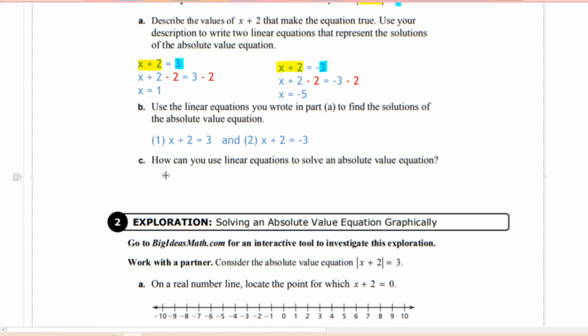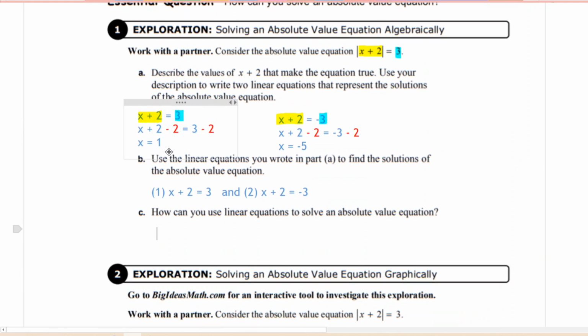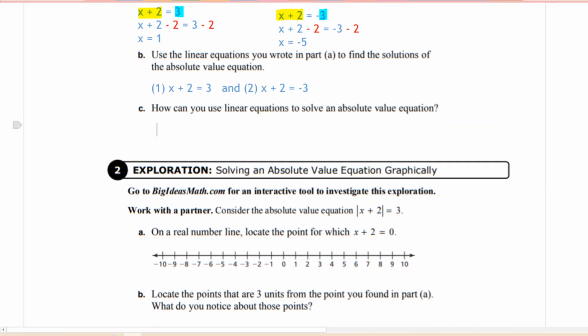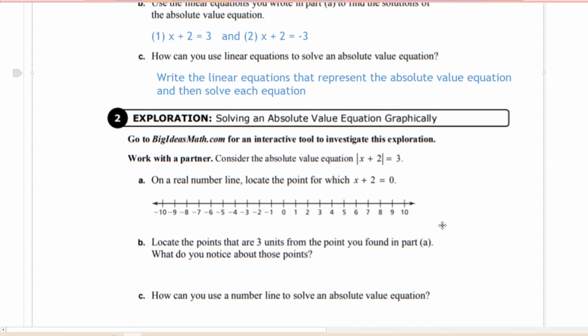Part C, how can you use linear equations to solve absolute values? That's kind of a difficult question, I think, to answer. You just create the two linear equations and then you solve them, and that gives you your two solutions. So let's write that down: write the linear equations that represent the absolute value equation, and then solve each equation.